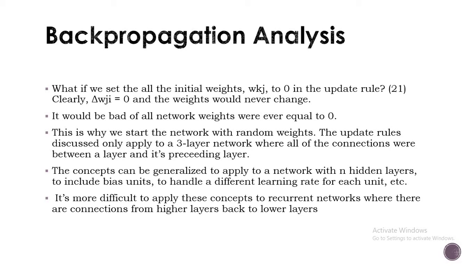The update rules discussed only apply to a 3-layer network where all of the connections were between a layer and its preceding layer. The concept can be generalized to apply to a network with n hidden layers, to include bias units, to handle a different learning rate for each unit, etc. It's more difficult to apply these concepts to recurrent networks where there are connections from higher layers back to lower layers.